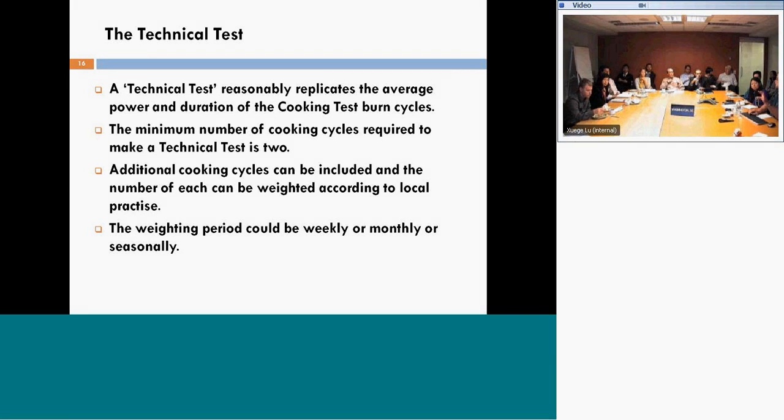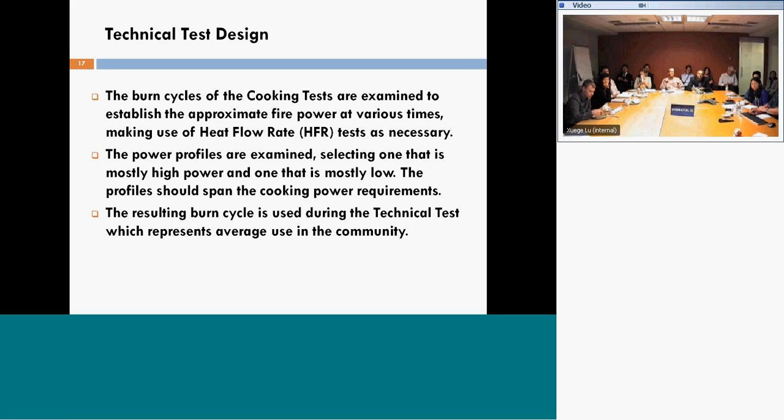And when you do the technical test, it is actually a prediction of their average performance in use, not a particular meal. But looking at what the meals do, we measure performance during cooking in the lab, they come and cook in the lab, and we can make a technical test. So we can weight the period weekly or monthly or seasonally because people's foods change seasonally. So we do that. So technical test design, we try to capture, I'm calling this the heat flow rate.